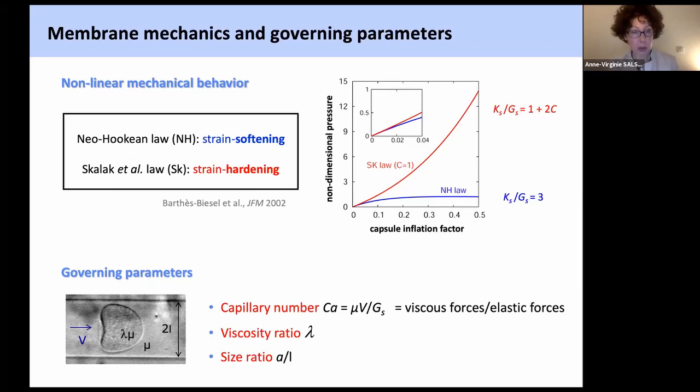governing parameter is the size ratio. When you're dealing with a capsule within a confined world, there'll be two length sizes. A will be the size of the round capsule, because initially the capsule is spherical, and L is the half size of the channel. If the channel is cylindrical, then it's the radius, but if it's a square channel like in microfluidics, then it will be the half length of the channel. So these are the three governing parameters. It's really nice, because the viscosity ratio will be set by the experiment. In the end, you end up having only two governing parameters.